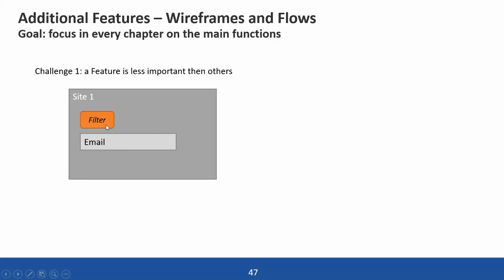So you don't want to describe the email and then the filter, because you perhaps want to go to the next thing, to the site 2, because there are more important things. So this filter, a feature, is less important than the others, and it would not be so good a user story to put it in now. So you want to describe it later.